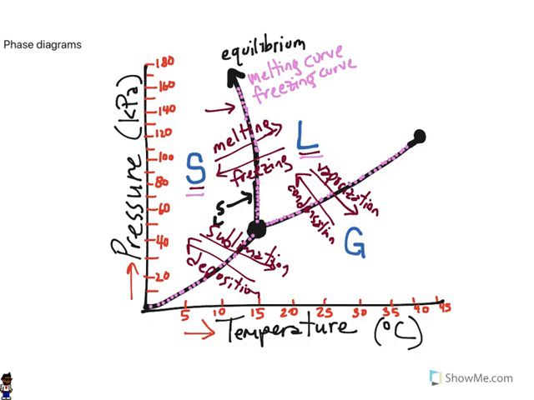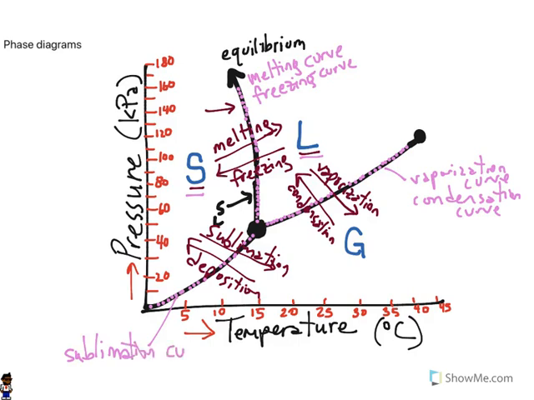And I forgot to name the curves. We know that this curve over here is called the vaporization curve, but it's also called what? Very good, you guessed it, the condensation curve. And the other curve over here has two names. The names are the sublimation curve and what else? Very good, you guessed it, the deposition curve.